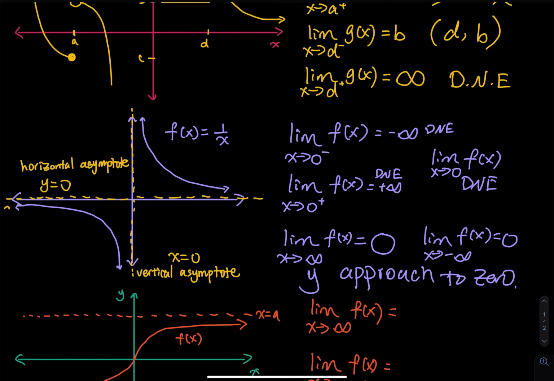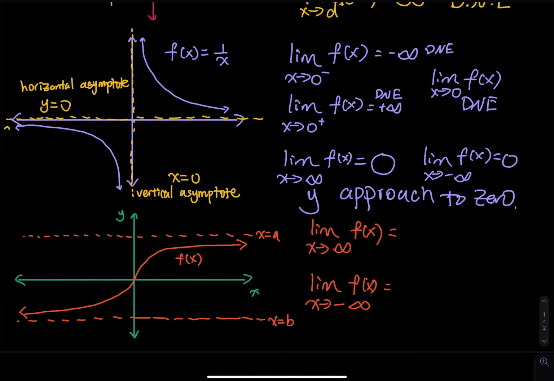Okay, last one. So this one, I have a function f of x, and I have two horizontal asymptotes, one at y equals a, one at y equals b. For x goes to positive infinity, how do we look at the graph? X goes all the way to the right, y approaches a. And then x goes all the way to the left, y approaches b. So that's the quickest way to introduce limit.